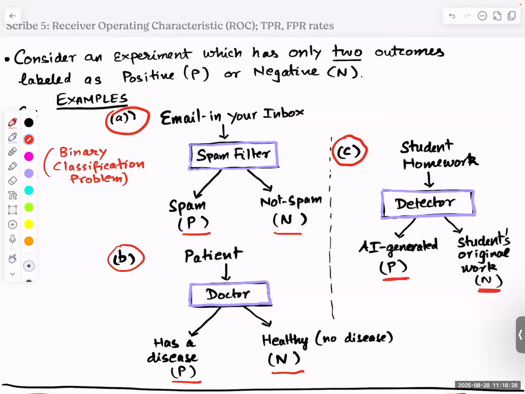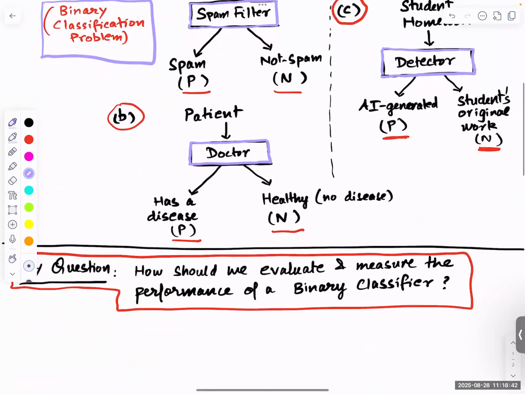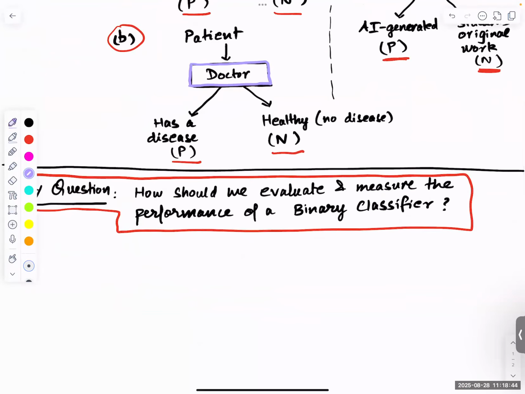Broadly speaking, these kinds of problems are also known as binary classification problems, where there are only two outcomes, or binary outcomes: 0 or 1, heads or tails, positive or negative. And the key question that we will study in this module is how should we evaluate and measure the performance of such a binary classifier?